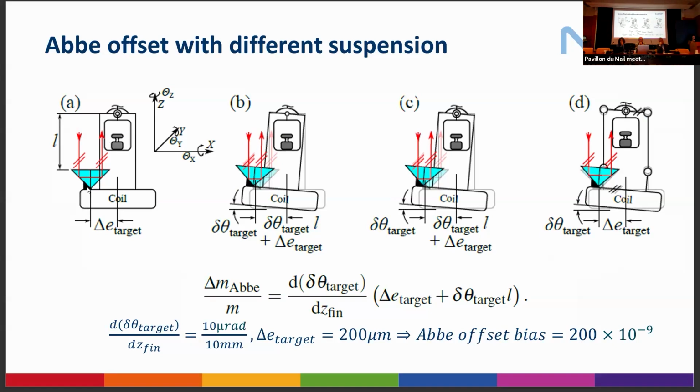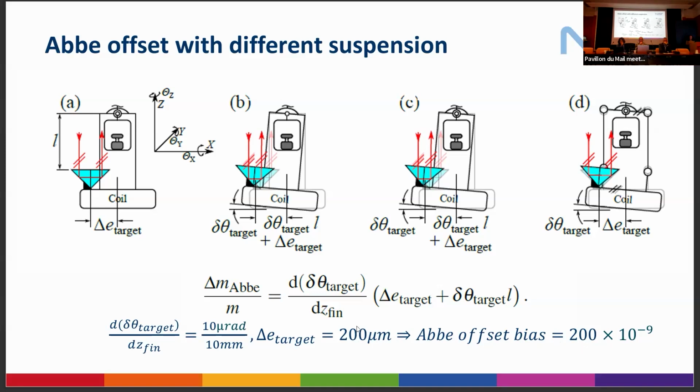If you have an Abbe offset, I'm calling it here delta E. If you don't have any tilt of your optical target, then you don't have an error. But if you have tilt, and this is an example, say over the whole trajectory of 10 millimeter, you have 10 microradian, and the offset is 200 micrometer. Say, because this is machine tolerances, you positioned it there, and you got 200 micrometer. The offset can be 200 ppb.